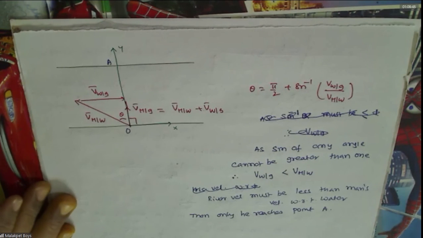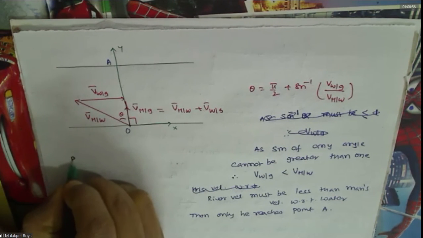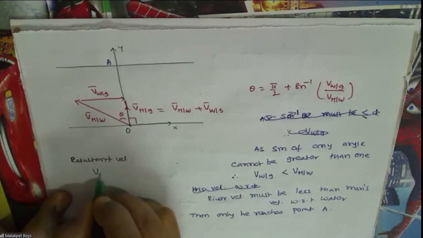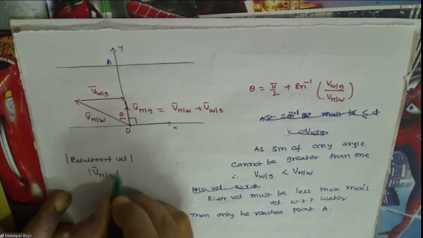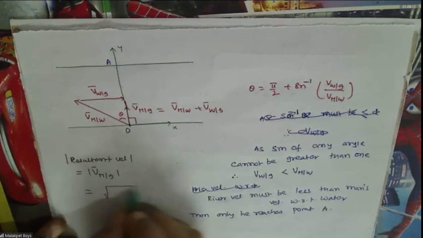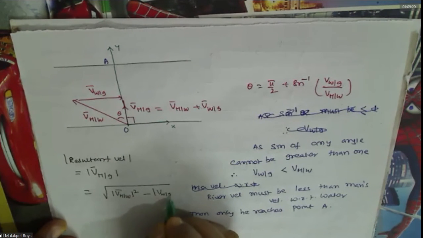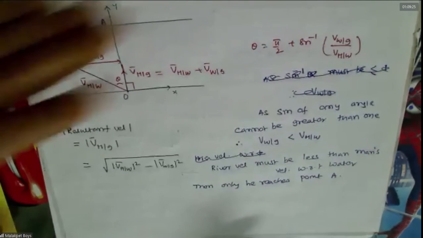Hello? Yes, sir. Now, what is the resultant velocity? That means the velocity of man with respect to ground. If you look at the figure, you will see this is nothing but the Pythagoras theorem. Am I right or not?